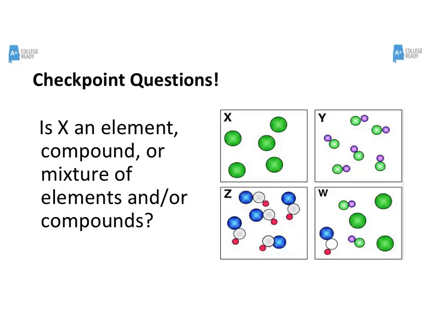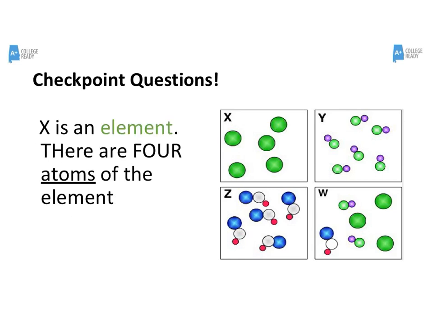So let's put this to work. Here I have 4 diagrams, 4 different particulate drawings. Is X an element, a compound, or a mixture of elements and or compounds? X is an element. It's an element because all the particles are of the same type, and they're not chemically bound to another type of atom. There are 4 atoms of this element in the box.